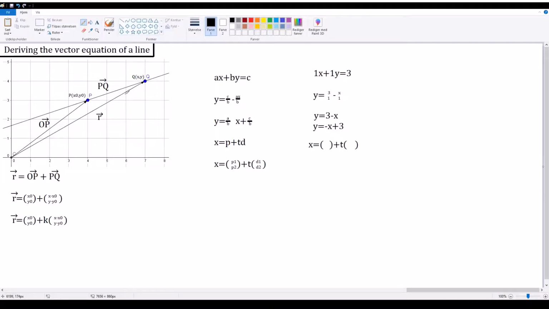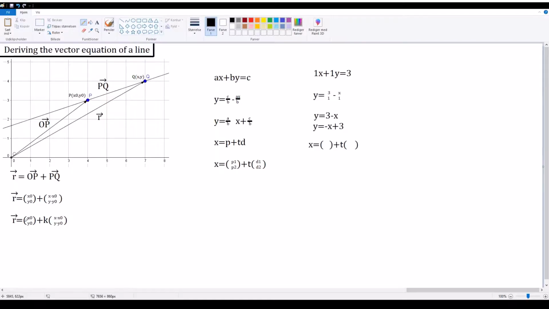And we have vector r here, which is going to be our tool to find the vector equation of this line. Essentially, vector r is going to be vector OP plus vector PQ, as you can see here. Vector OP plus vector PQ is equal to vector r. And the way you find this out is you essentially take the vector for point P plus a scalar times the vector PQ. And vector PQ is essentially x minus x0 and y minus y0.